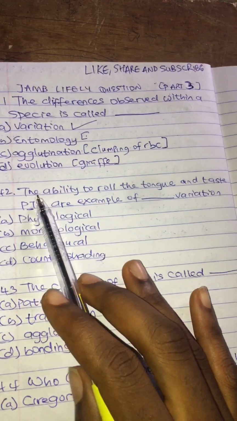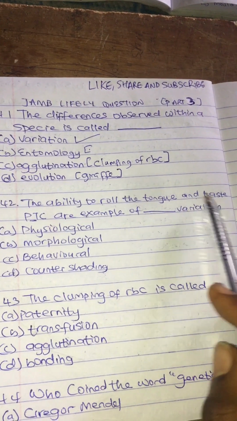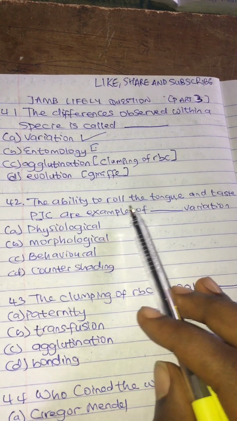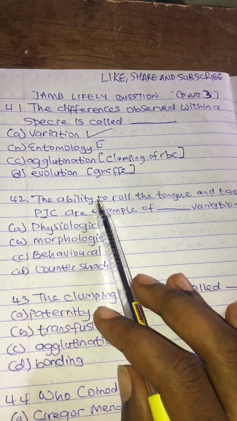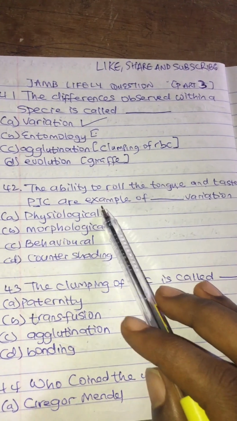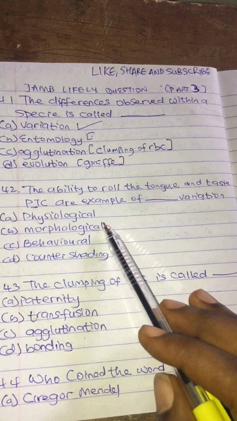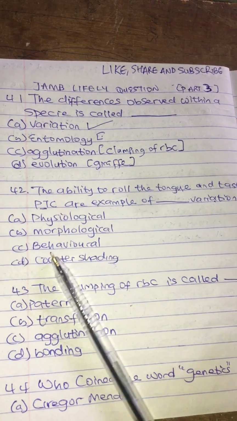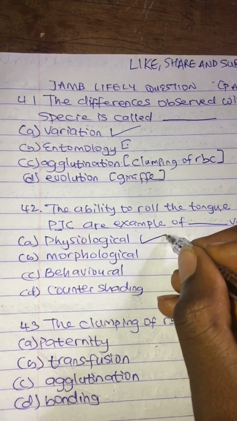Question 42. The ability to roll the tongue and taste PTC are examples of dash variation. A, physiological. B, morphological. C, behavioral. D, counter shading. So the correct answer is physiological.